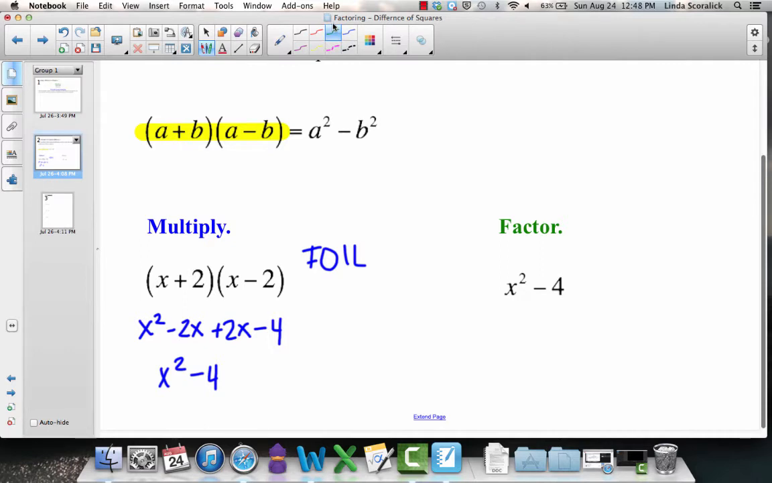On the right-hand side of the screen, we're actually being asked to factor x squared minus 4. And we want to go back to this piece right up here that shows us that when we have two things with opposite signs in the middle, that it's going to give us that a squared minus b squared. So looking at x squared minus 4, we hopefully recognize the x squared and the 4 as perfect squares. When that happens, we go back to the rule up top, and we take the square root of each term. The square root of x squared is x. The square root of 4 is 2. One set of parentheses is positive, and the other is negative.